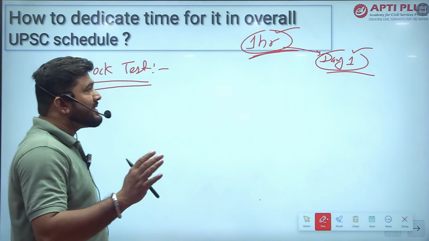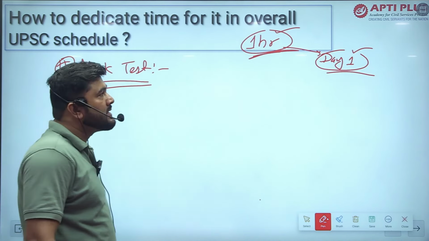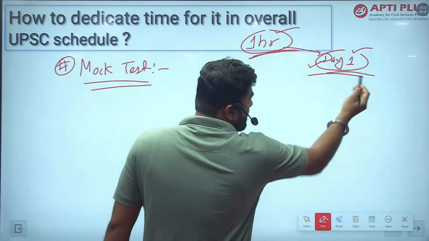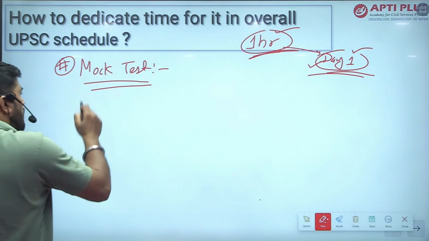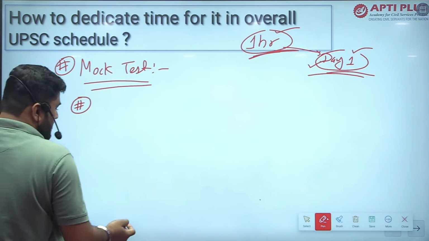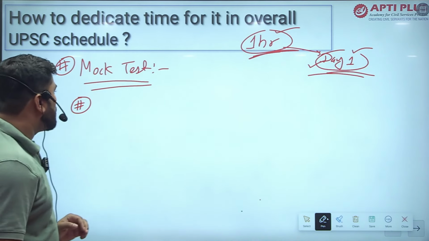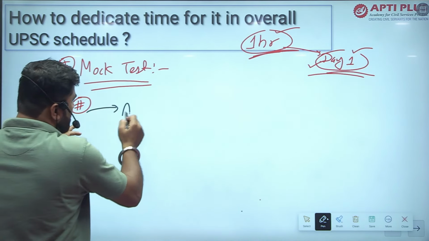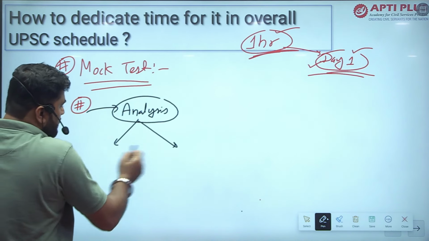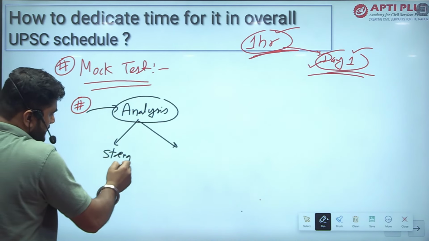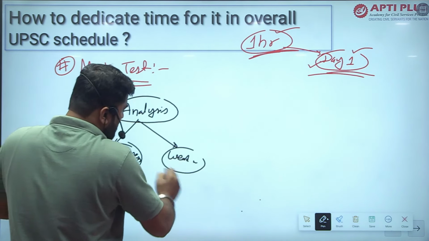But in the initial stage, if you are learning new chapters and new concepts, then you should start from day 1 for preparing for the UPSC CSAT. So a proper mock test is a key element for maintaining a good score. And after the mock test, give a proper analysis of that paper: what are your strengths and what are your weaknesses.